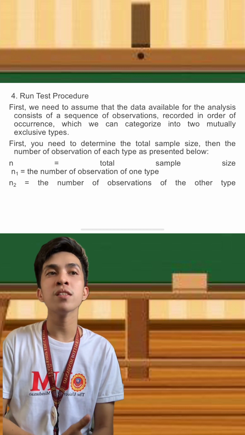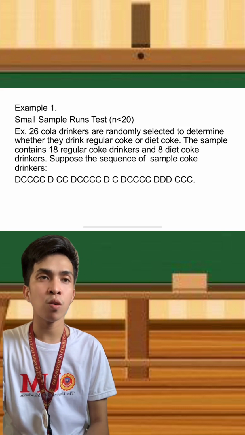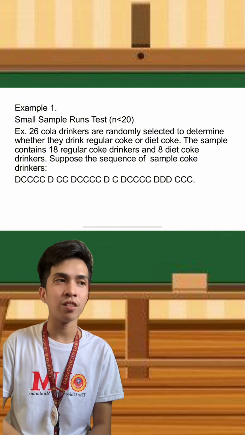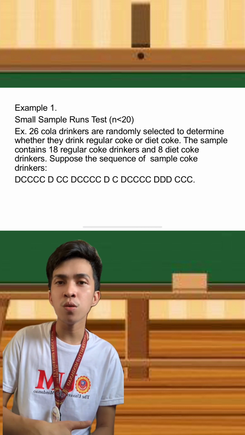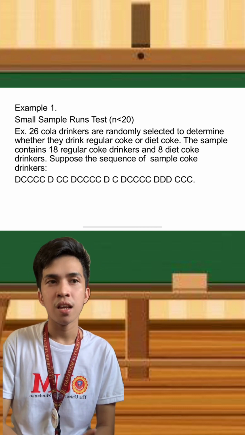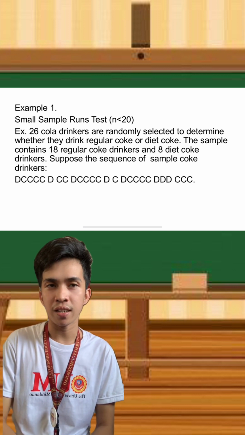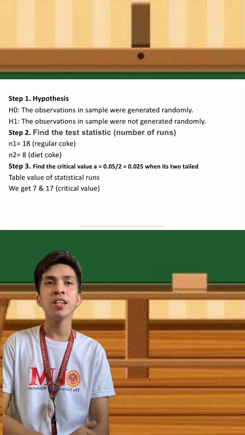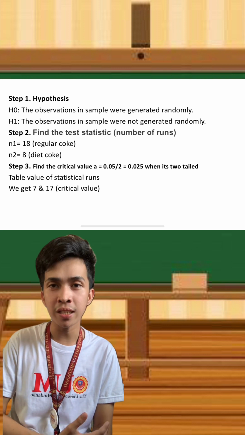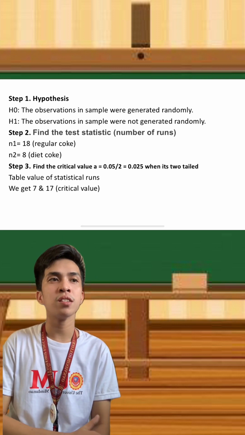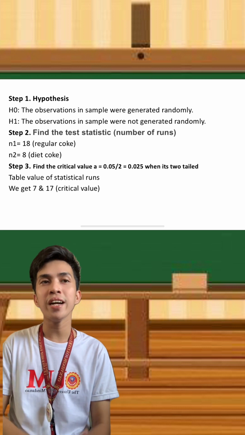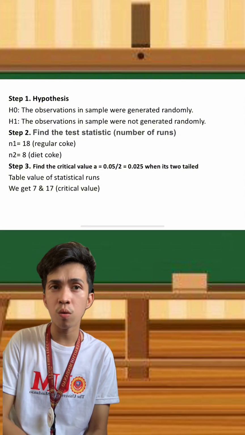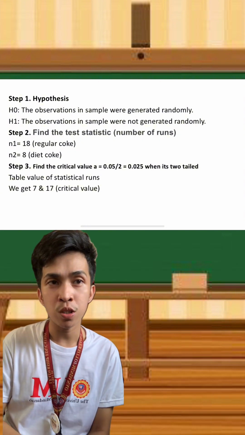So here are our examples. Example 1, for the small sample runs test. 26 cola drinkers are randomly selected to determine whether they drink regular Coke or Diet Coke. The sample contains 18 regular Coke drinkers and 8 Diet Coke drinkers. Suppose this is the sequence of sample Coke drinkers. Step 1, hypothesis. H sub 0, the observations in the sample were generated randomly, and H sub 1, the observations in the sample were not generated randomly. Step 2, find the test statistic, the number of runs. n1 is equal to 18 regular Coke, and n2 is equal to 8 Diet Coke.